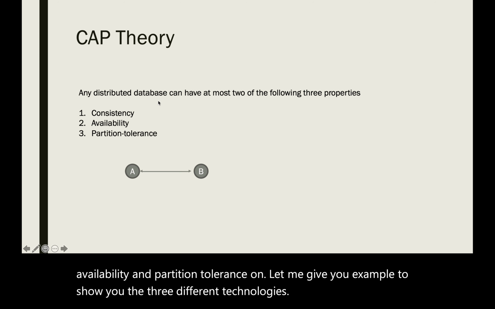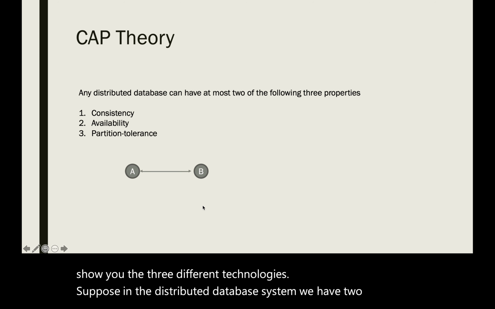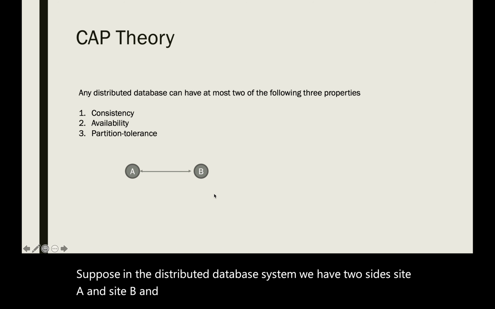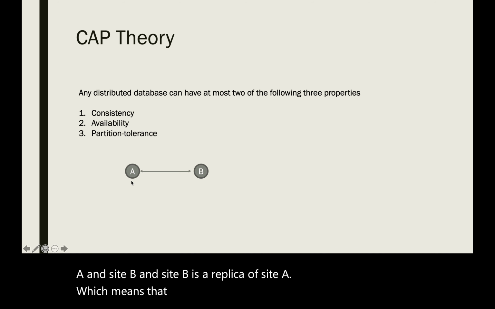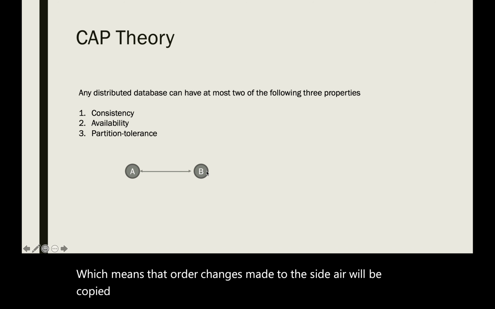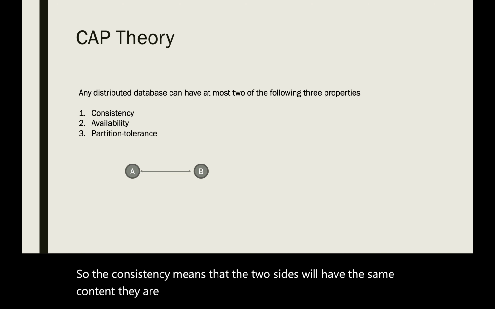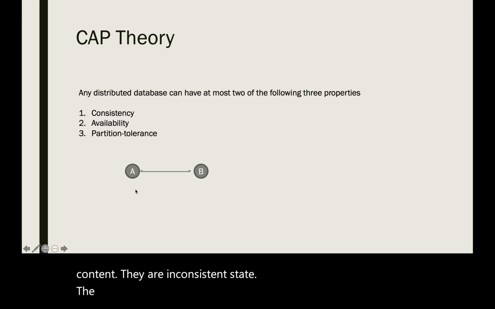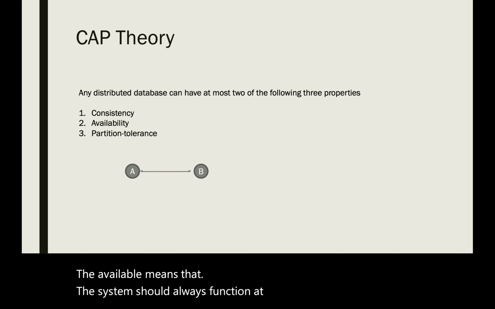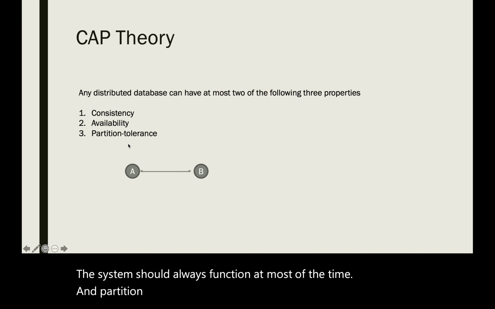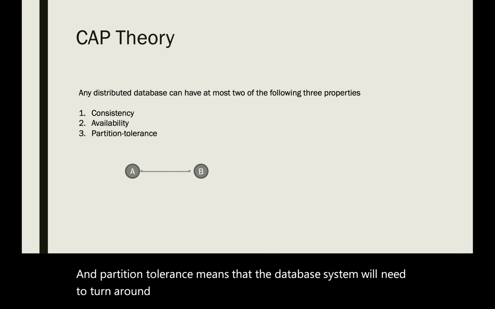Suppose in a distributed database system, we have two sites, site A and site B. Site B is a replica of site A, which means that all the changes made to site A will be copied to site B. Consistency means that the two sites will have the same content; they are in a consistent state. Availability means that the system should function most of the time. And partition tolerance means that the database system needs to tolerate the partitioning of the network.